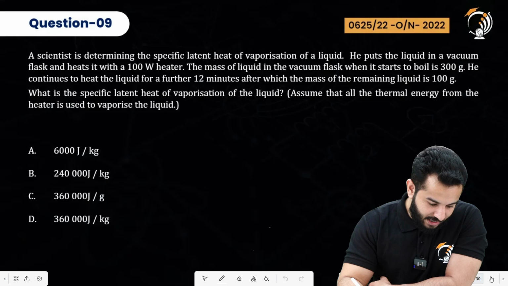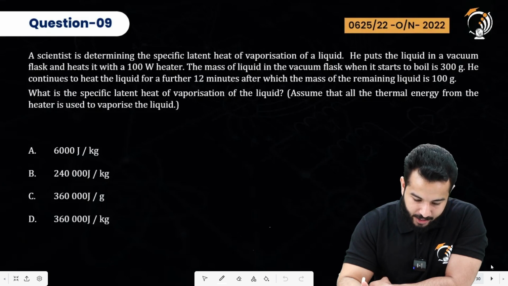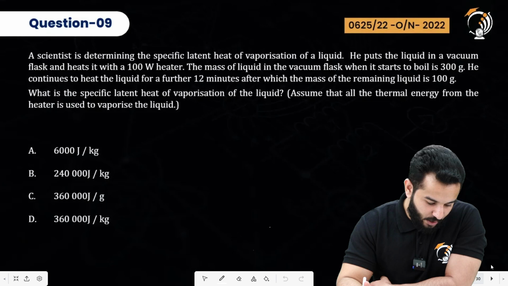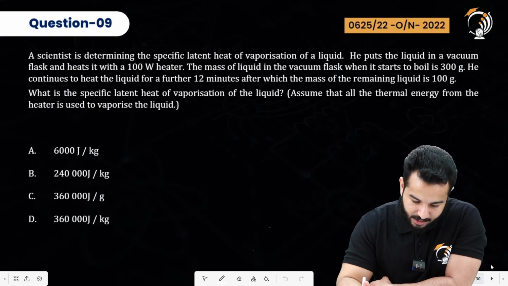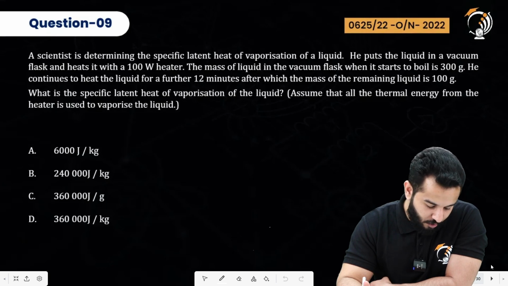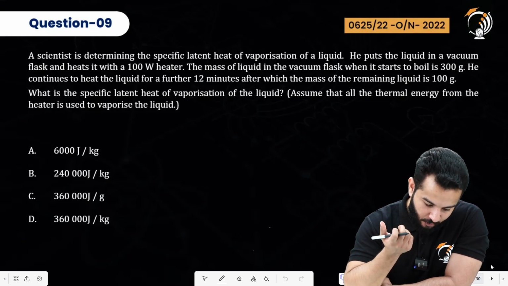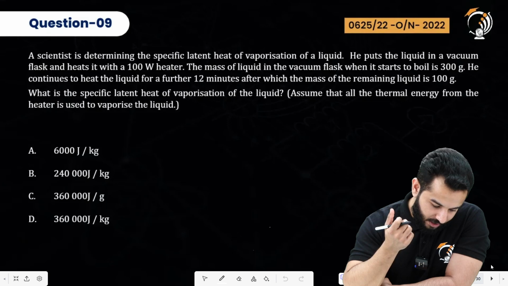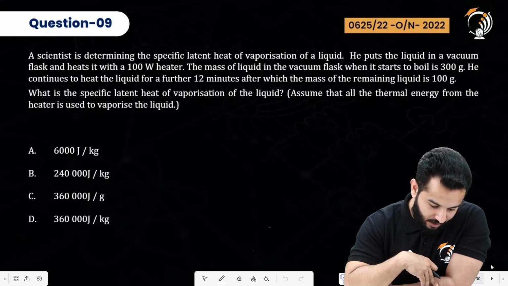A scientist is determining the specific latent heat of vaporization of a liquid. He puts the liquid in a vacuum flask and heats it with a 100-watt heater. The mass of the liquid in the flask when it starts to boil is 300 gram. He continues to heat for a further 12 minutes, after which the mass of the remaining liquid is 100 gram. What is the specific latent heat of vaporization of the liquid, assuming that all the thermal energy of the heater is used to vaporize the liquid?